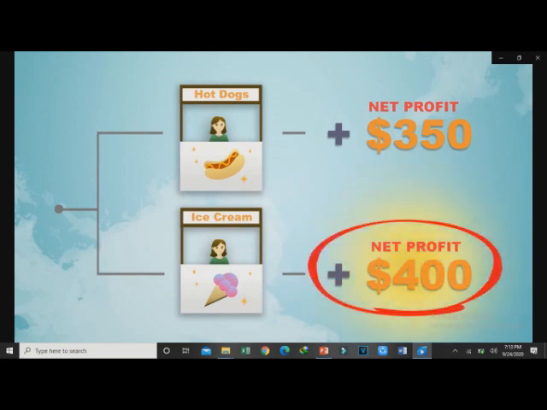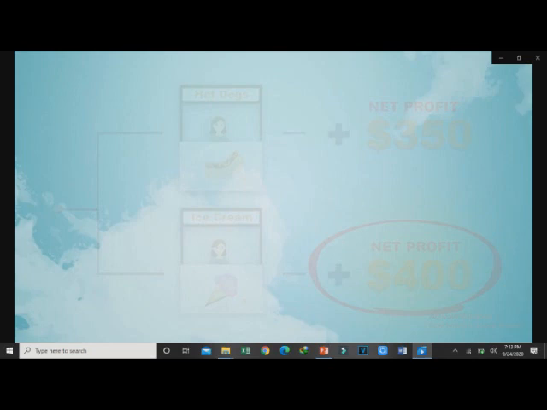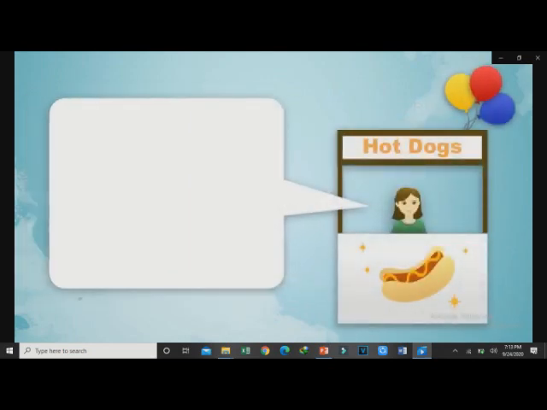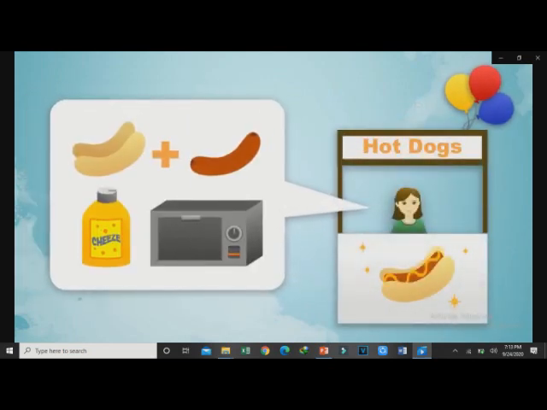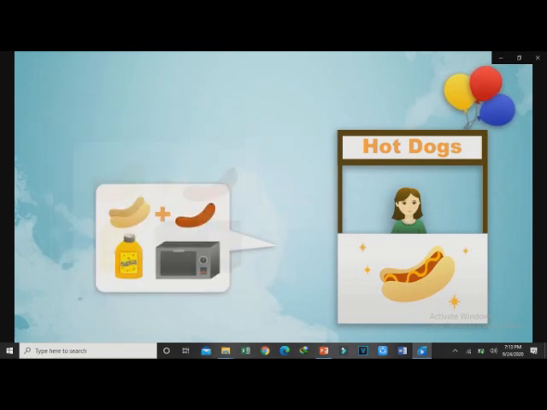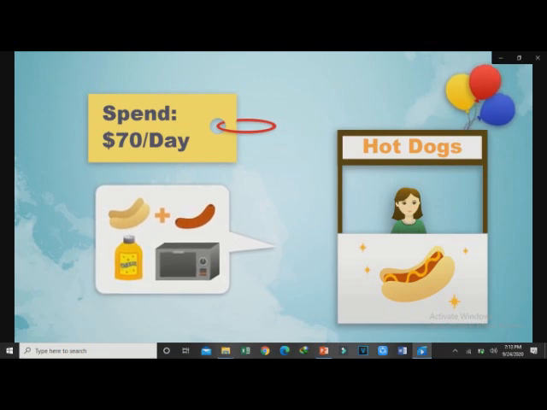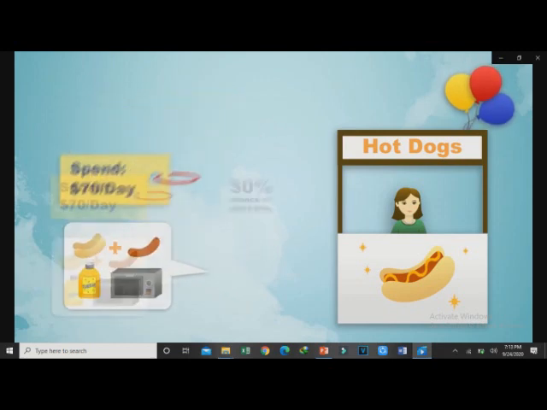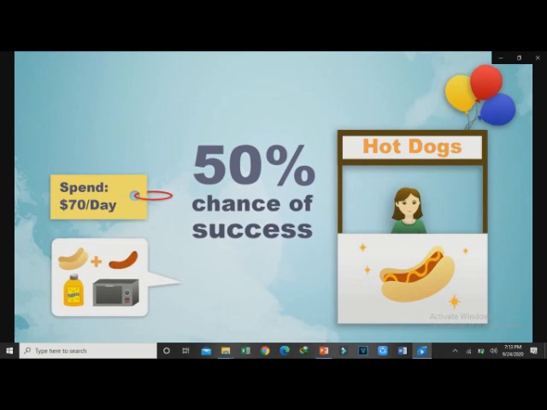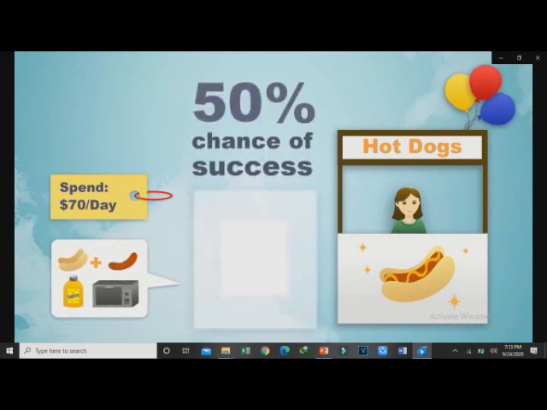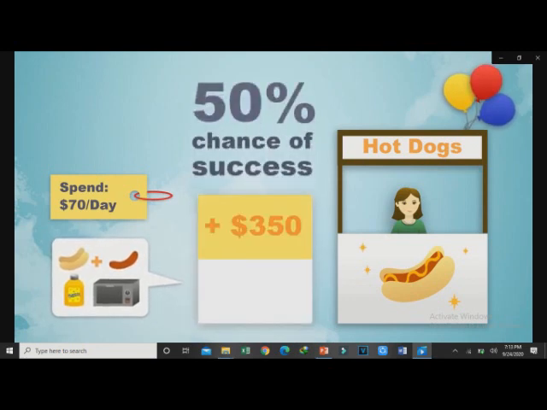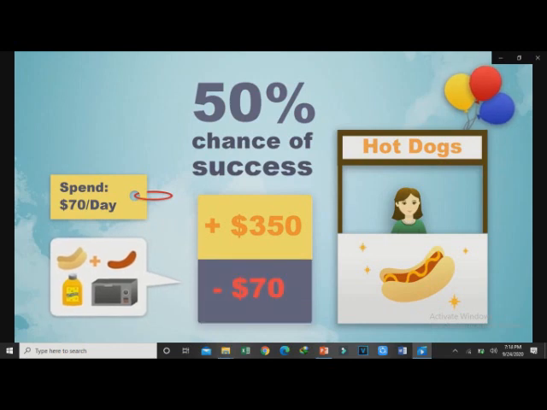But life is a little more complicated than that. For the hot dog stand, you'll need to buy supplies like buns, hot dogs, condiments, and a warmer. Let's say you spend $70 a day on supplies. And to keep it simple, let's say your stand has a 50-50 chance of success. If it succeeds, you'll earn $350, and if it fails, you'll lose $70 due to the cost of supplies.